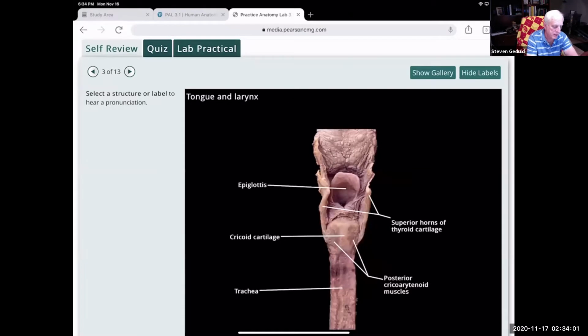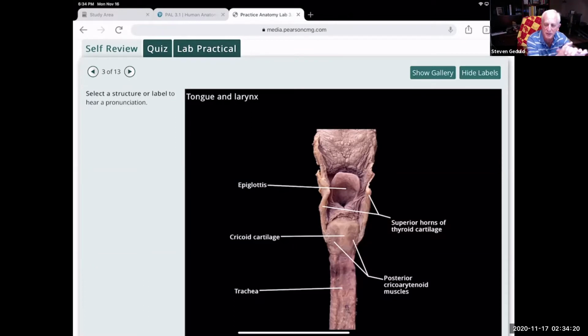All right. Isolating the area, you see the epiglottis. Remember, the epiglottis is a piece of tissue that folds over the opening of the trachea when you swallow. That prevents food and particles from going down the trachea when you're eating. That's the function of the epiglottis.